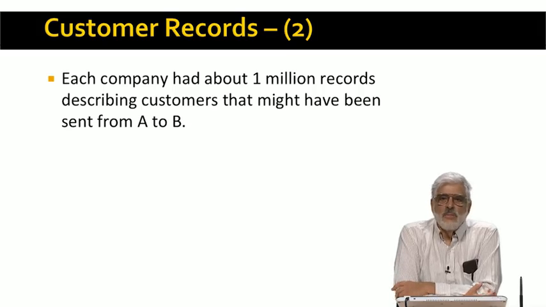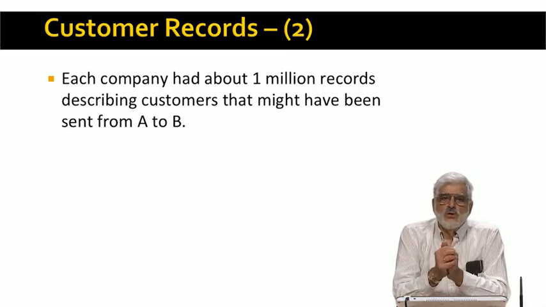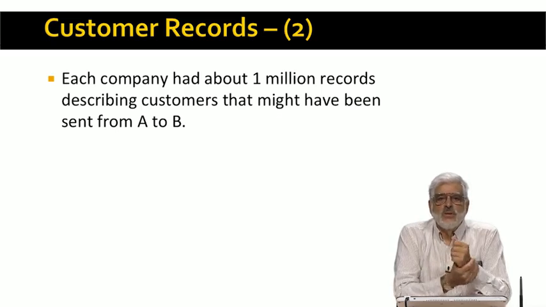That's a tiny database by today's standards, but notice that there are 1 trillion pairs of records, one from A and one from B, that might be the same person. It is way too expensive to examine and evaluate 1 trillion pairs of records.